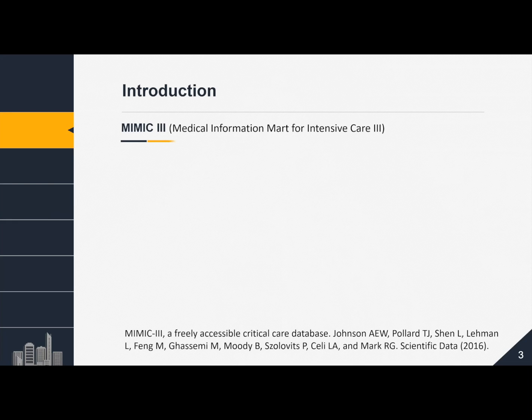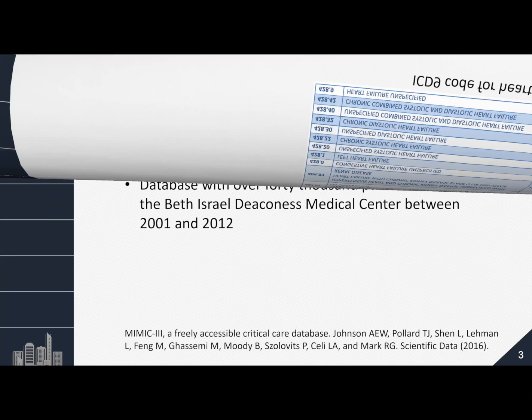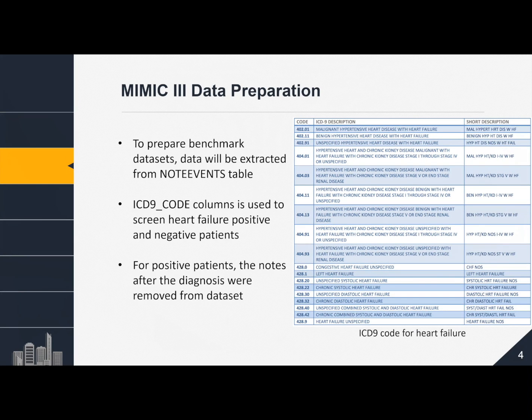The data set we use for this study is MIMIC-3. It's taken from over 40,000 patients who stayed in the ICU of the Beth Israel Deaconess Medical Center from the year 2001 to 2012. We labeled patients who were diagnosed with heart failure according to the ICD-9 code in the electronic health record. So here's a list of all the ICD-9 codes associated with any kind of heart failure.